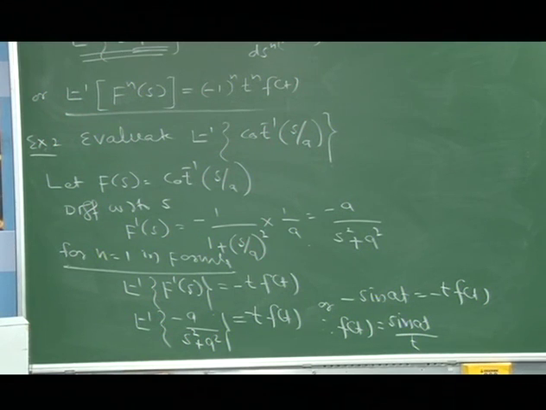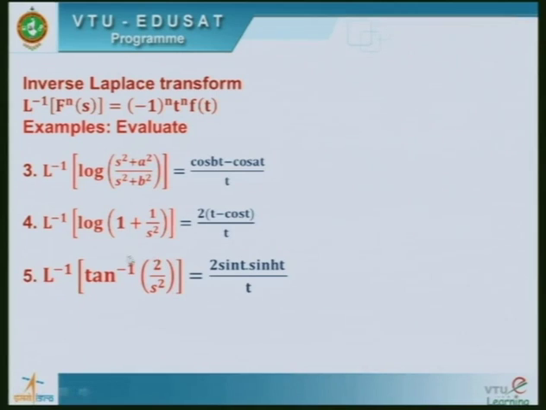So, like that we have the examples: log of s square plus a square divided by s square plus b square, and log of 1 plus 1 divided by s square, and tan inverse of 2 by s square. You can easily recognize the problems. F of s is having either logarithmic terms or trigonometric terms. We can take another example here: log of s square plus a square divided by s square plus b square.